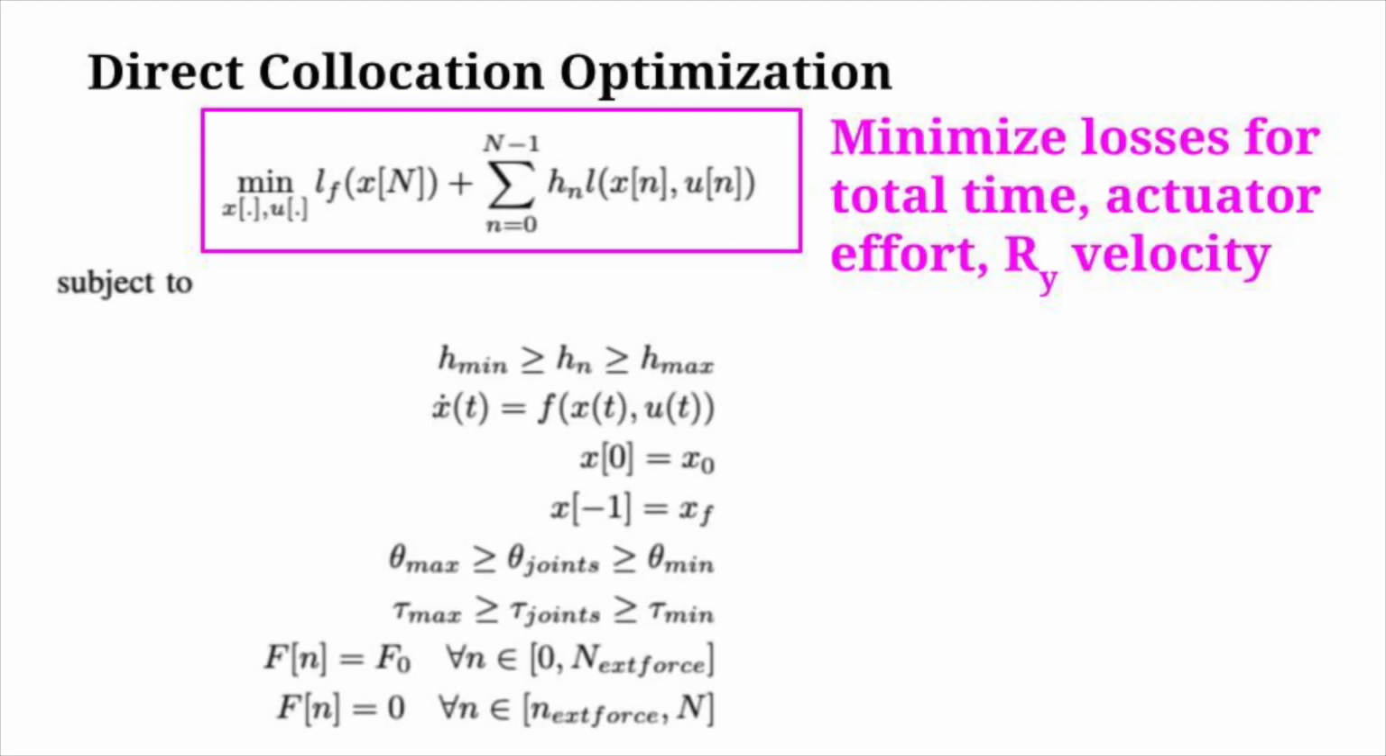To solve for such a trajectory, I used direct collocation. Essentially, we're approximating the trajectory as a polynomial spline and solving for the control input and state at sample points along the spline. Our optimization goal here is to minimize a set of losses. These have been defined to be the total duration of the trajectory, actuator effort, and the velocity of rotation around the y-axis. I found that penalizing for rotation velocity resulted in a smoother trajectory.